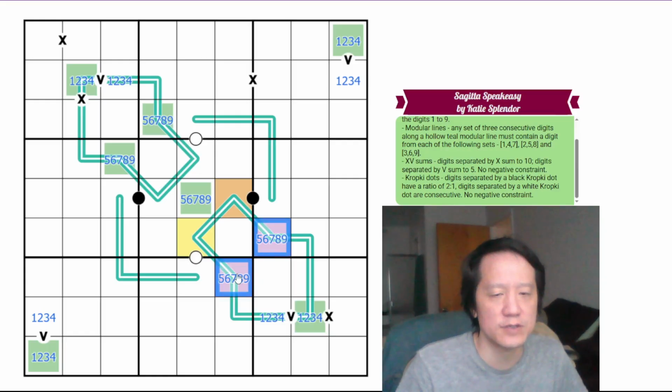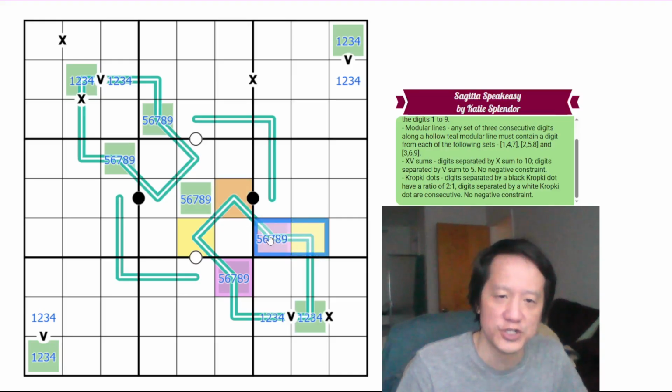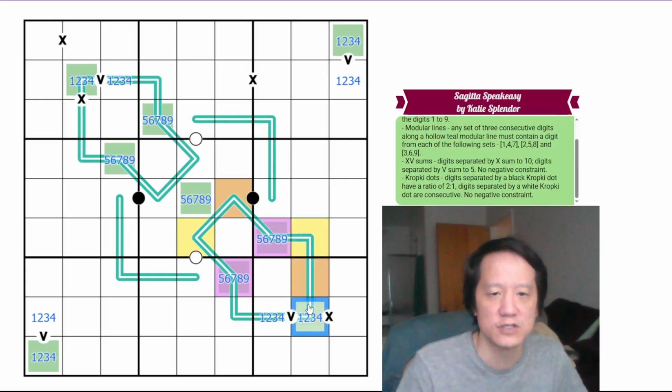So these are the same set. This is yellow because it's also the same set. We lose yellow in these three cells, right? So we have to have another digit from yellow. So that must be yellow. We lose an orange here, so we must gain an orange for this set of three consecutive digits, etc. So this is pink, this is yellow, this is orange.